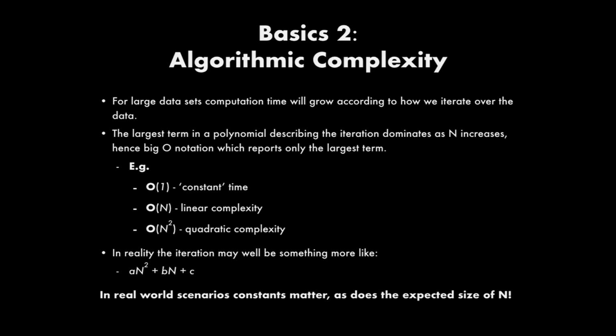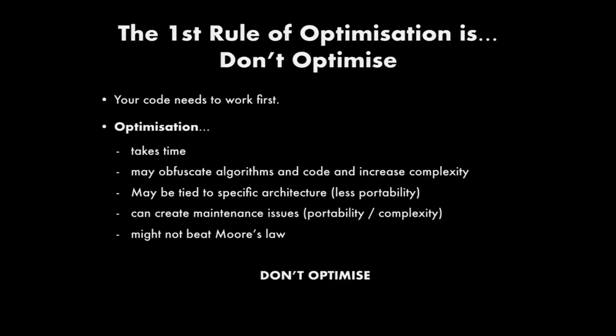So we have to be a bit careful about just thinking in those terms. We'll look a bit later at how we can actually start to be sure about things. So when we want to optimize, the first rule of optimization is don't optimize. Why not? Number one is that the first thing you need to do is make your code work. That's the most important thing. Until your code is working, don't even think about optimizing it.